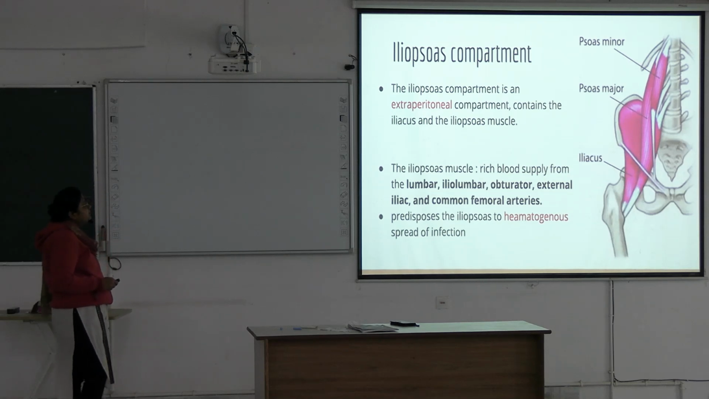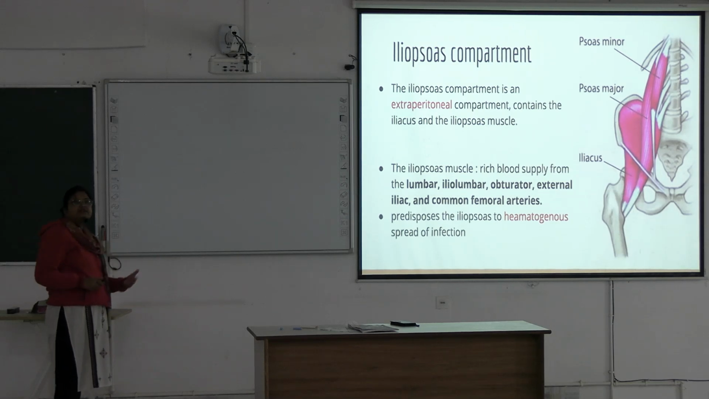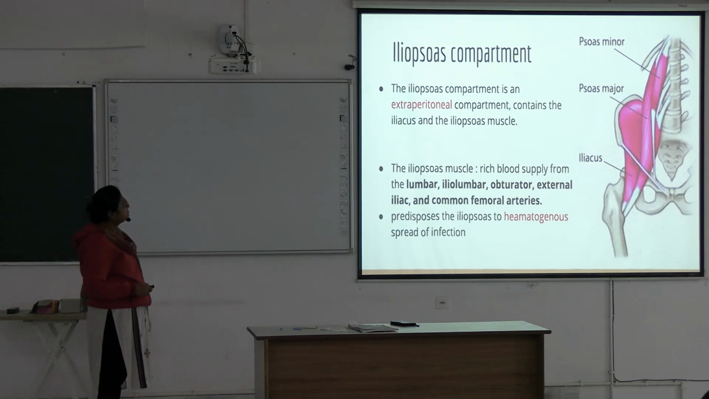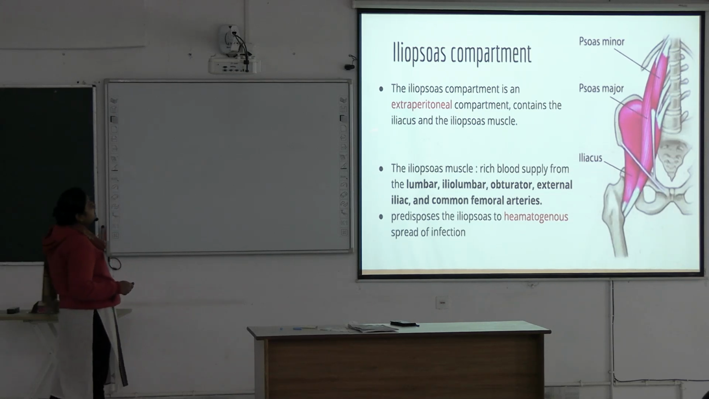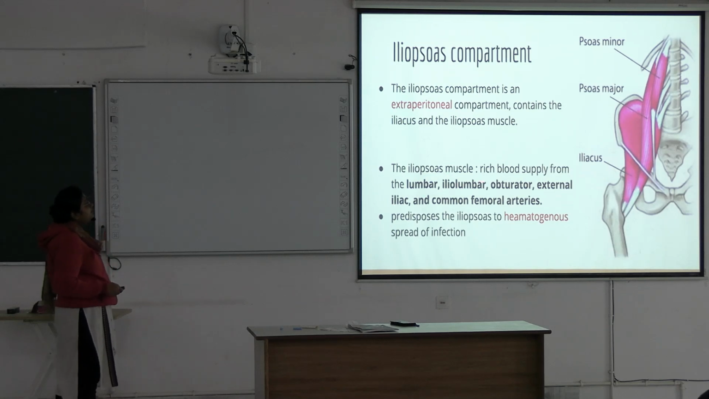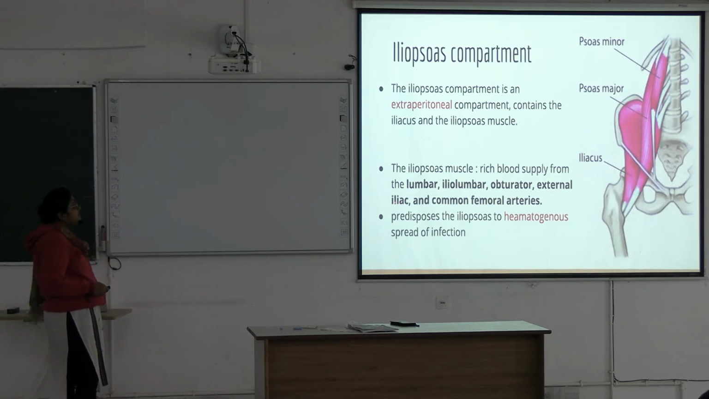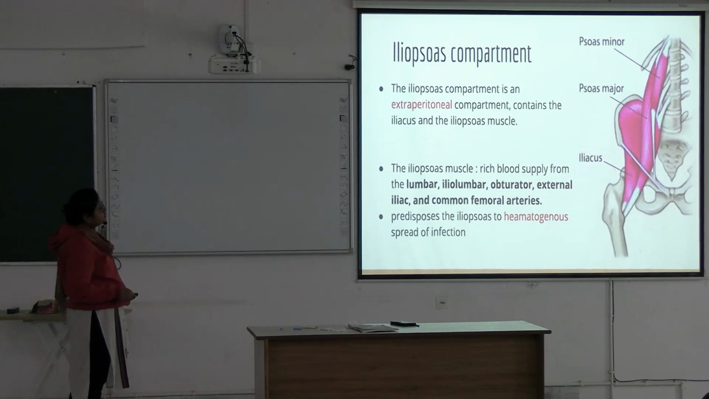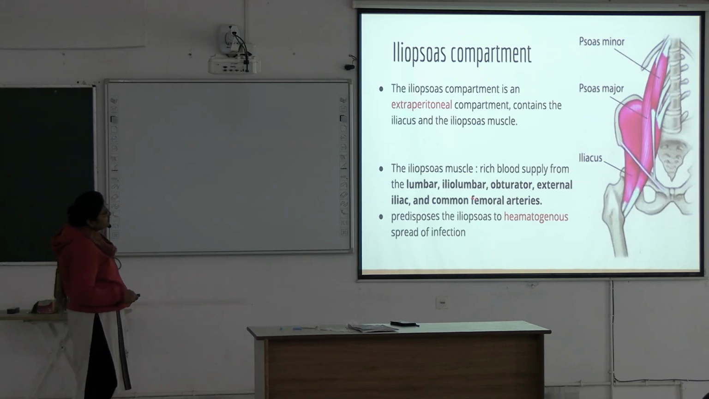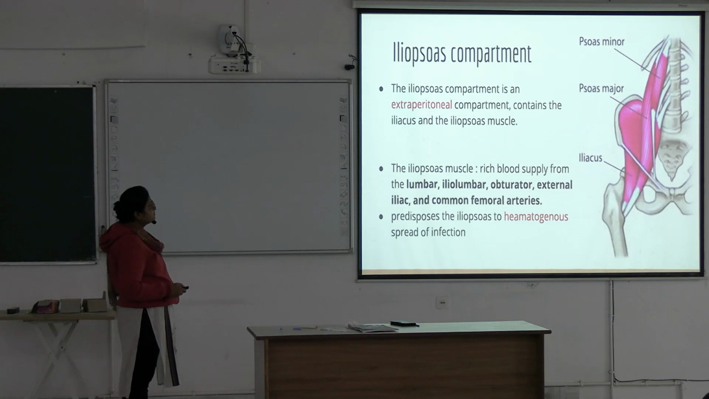So, the iliopsoas compartment is an extraperitoneal compartment because it is anteriorly covered by the peritoneum. Extraperitoneal means it lies outside the peritoneum, and it contains the iliacus and the psoas muscle. The iliopsoas muscle has a rich blood supply from the lumbar, iliolumbar, obturator, external iliac and common femoral arteries, which predisposes the iliopsoas to hematogenous spread of infection. Infection can come from these arteries.